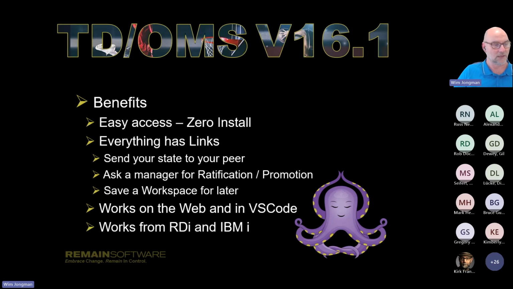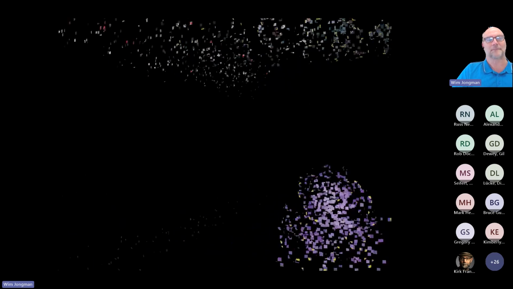And it also potentially works from RDI, right? We have not really started working on that, but you can open the link from RDI, not a problem at all. So you can make a user option with a link, open in Octo. And because it's just a link, it will open the browser and bring you to Octo for that specific element. All right, that's the benefits.